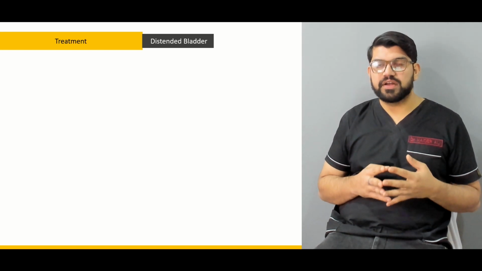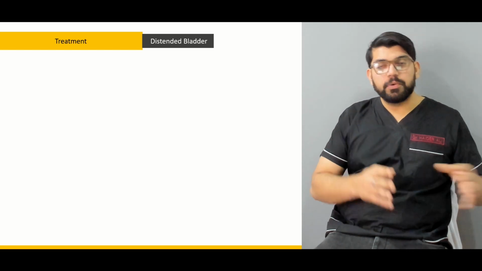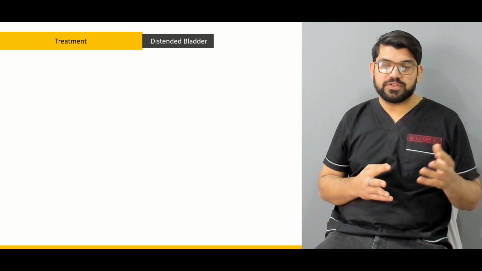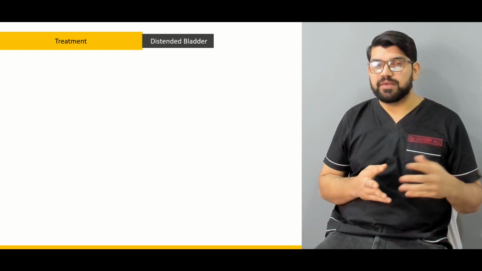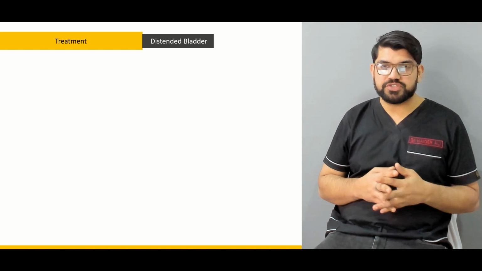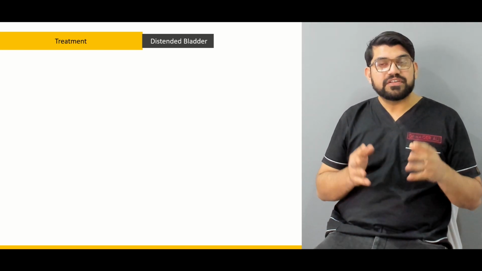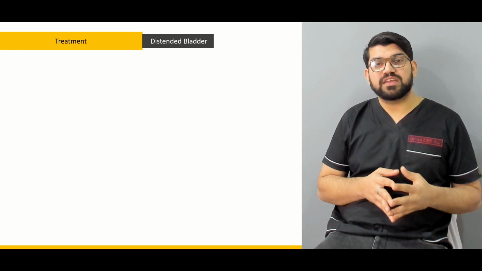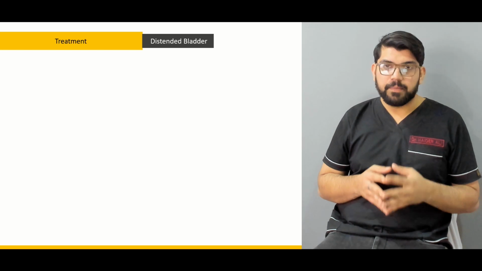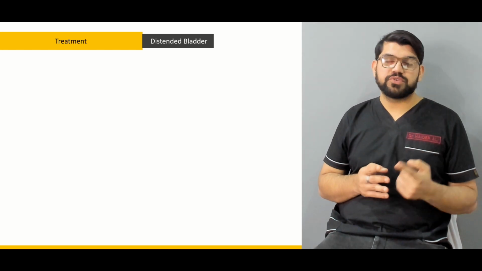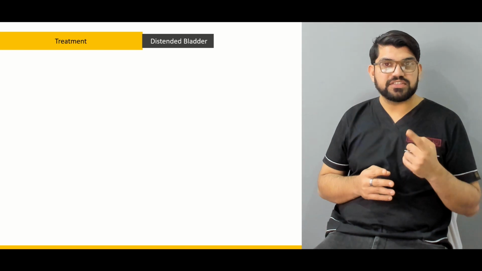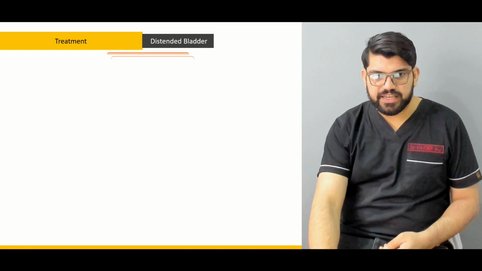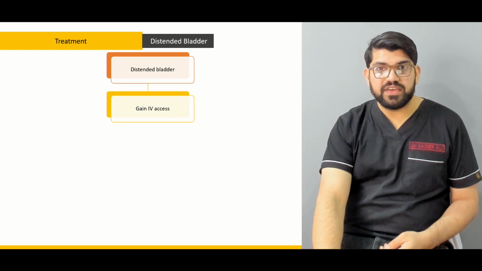So what should be done in the emergency department? Knowing what we have been talking about before, with whom you can pass the Foley's catheter easily and with whom you cannot, especially in patients with prostatic hypertrophy. The first and foremost thing you have to do is relieve the patient's symptoms, irrespective of what the cause might be. Because in the emergency department, you have to treat the symptoms, not the cause of the symptoms. So, distended bladder: IV access.